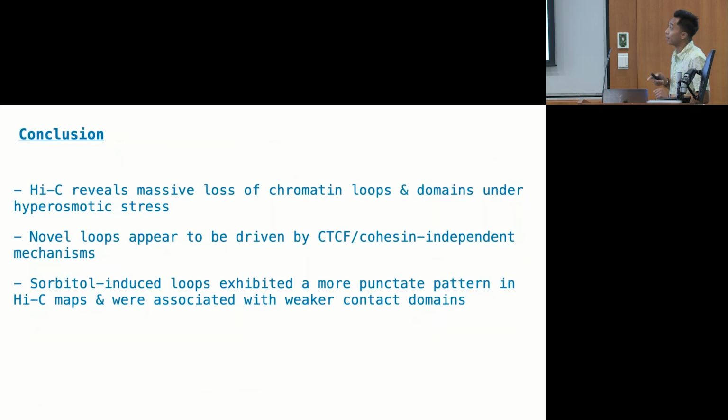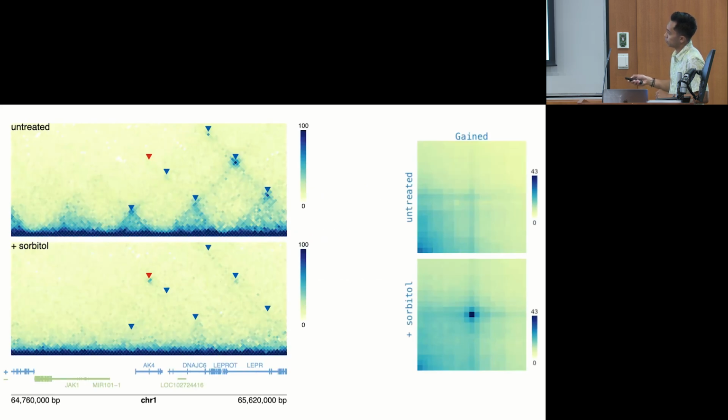I don't have a lot of time, which is why I only stuck to one figure. But this part of the paper really showed that hyperosmotic stress really does induce loss of chromatin loops and chromatin structure. These loops appear to be CTCF-cohesin independent, and the sorbitol-induced loops exhibit a more punctate pattern in Hi-C maps, right? So this loop looks very different from this loop, and we have a lot of ideas for why that is. And if you want to talk about it, we can.